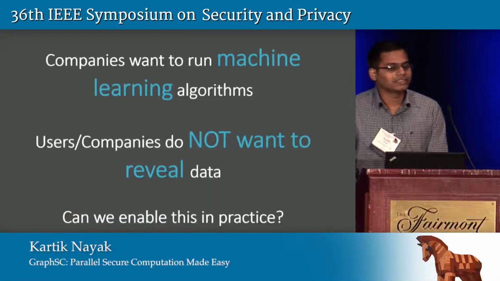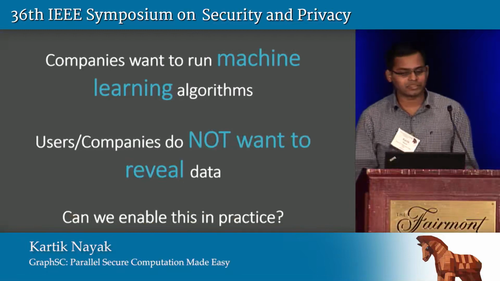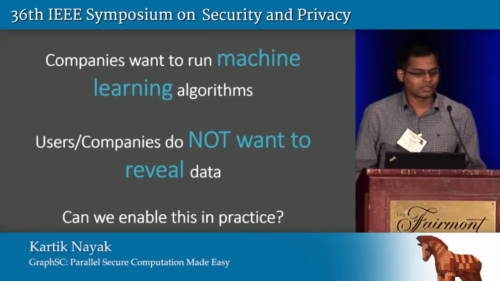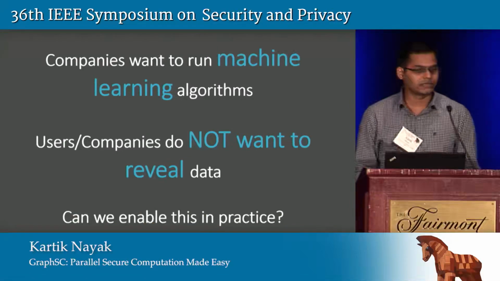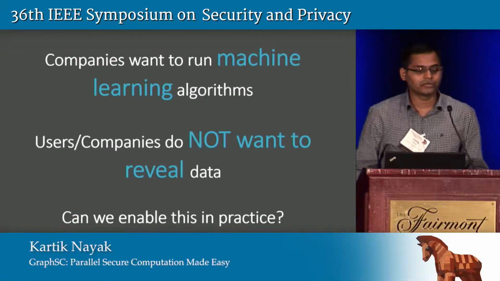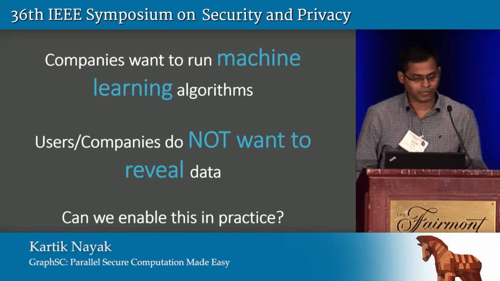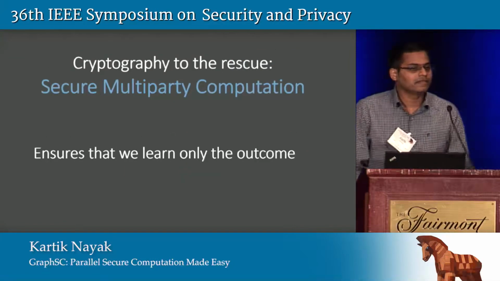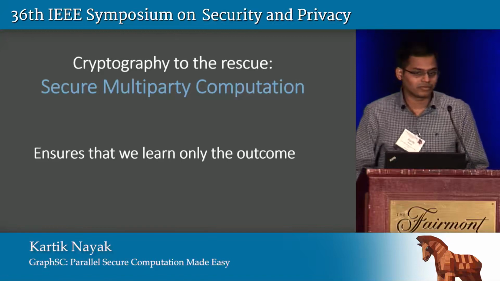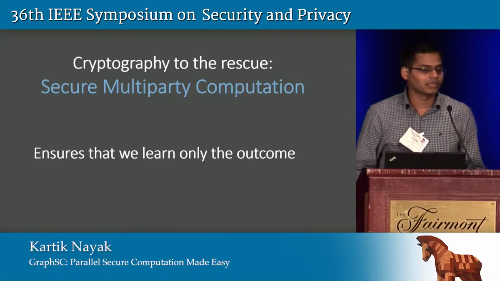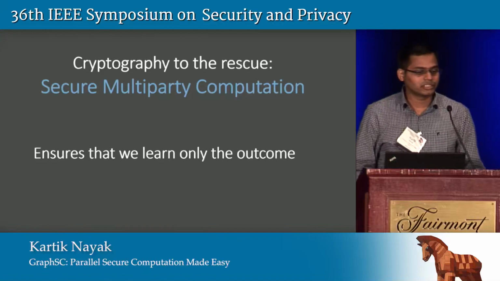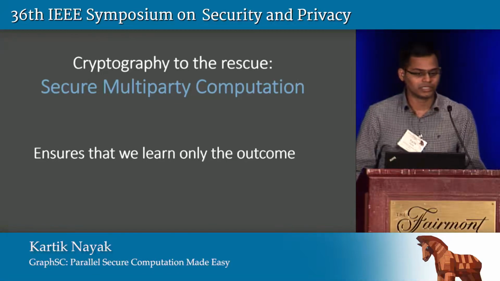So in abstract terms, these companies want to run certain algorithms, in many cases machine learning algorithms, whereas users in the first scenario and companies in the second scenario do not want to reveal their data. And the question is, can we enable this in practice? Turns out cryptography comes to the rescue and we can use secure multi-party computation to do this. And secure computation ensures that we learn only the outcome.